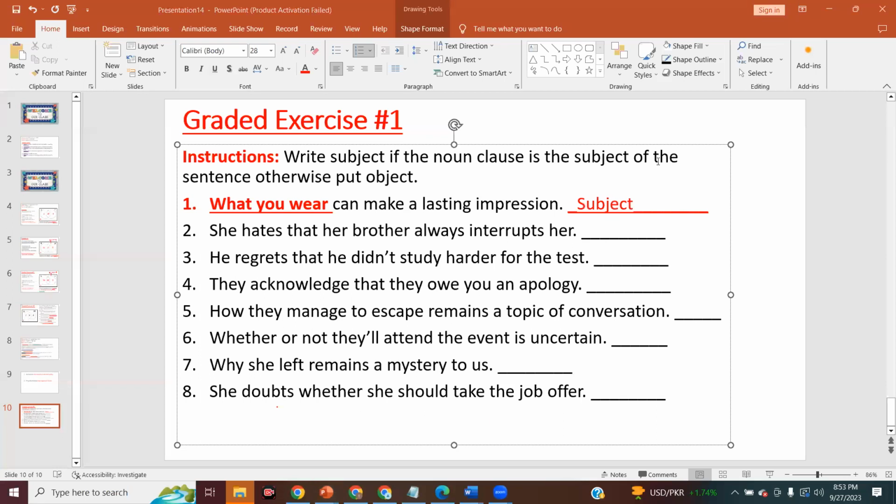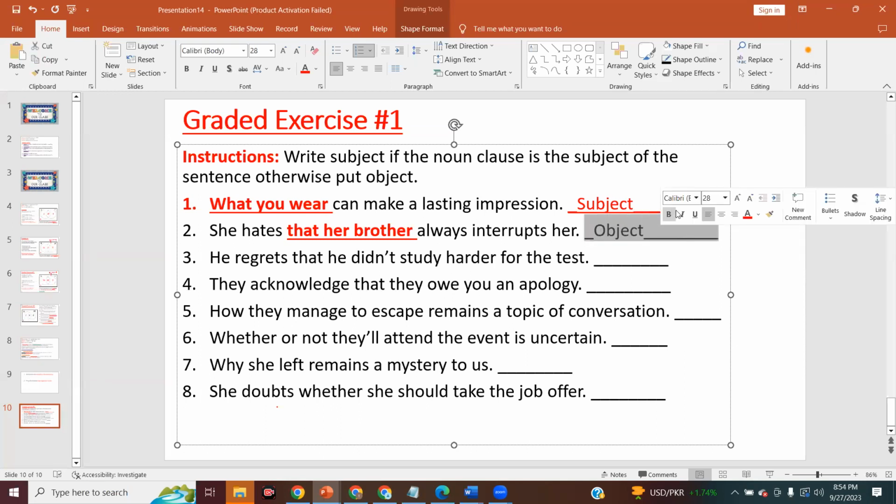Okay, good. Next one. She hates that her brother always interrupts her. Object. What y'all think it is? Object. Object of the verb. What is the verb? Listen, gentlemen. What is the verb? Hates. All right, hates. So the answer is object. How many persons got that? I did. I got it.